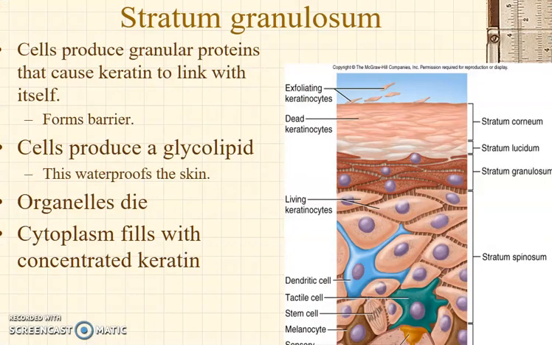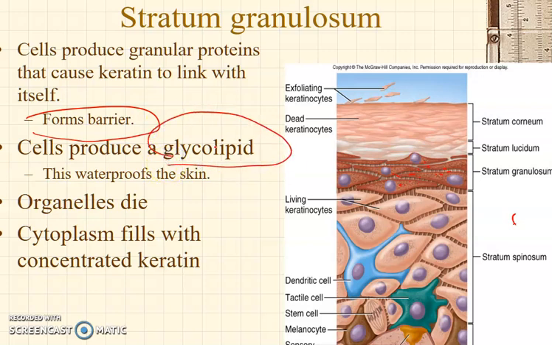So the stratum granulosum's next. It's named because it's granular. I don't think you're seeing the red dots there. And it's forming a barrier. They're not letting water through. And this glycolipid is going to waterproof your skin. The organelles are going to die. Poor organelles. And the cytoplasm is basically keratin.